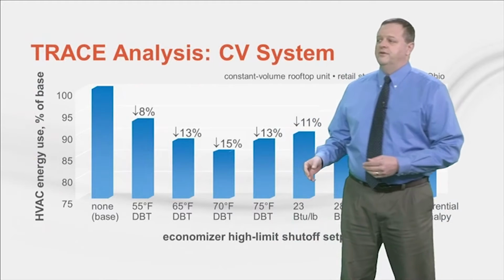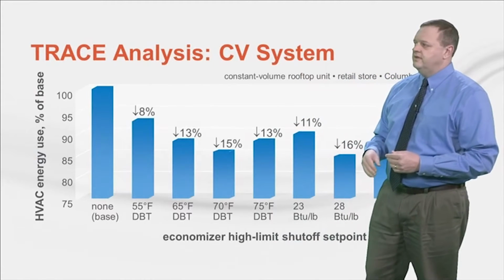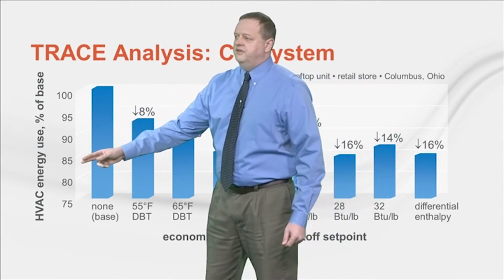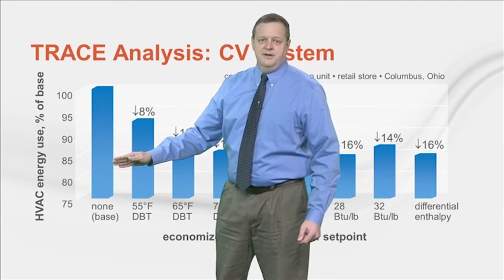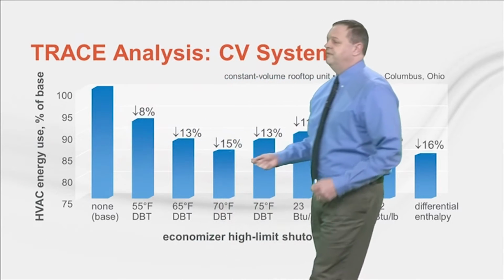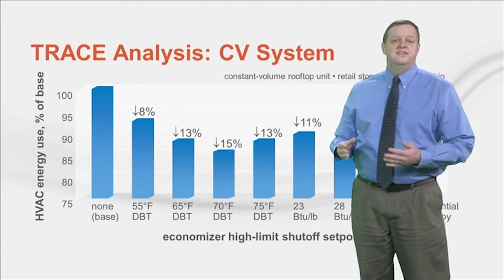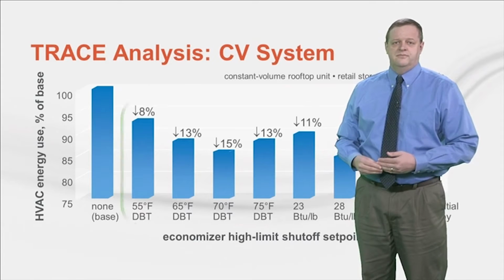The first study was for a constant volume rooftop unit serving a retail store. Now the y-axis on this chart shows the annual HVAC energy use as a percentage of the baseline system which does not have an economizer. So for this example, the Airside Economizer reduced the HVAC energy use by 8 to 16%, depending on the high-limit shutoff strategy and set point.